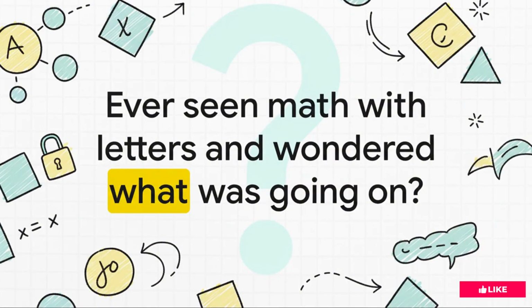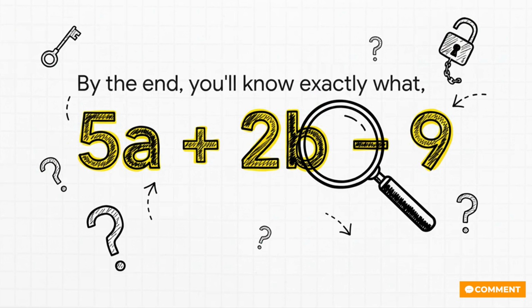You've definitely seen something like this before, right? You're cruising along with your numbers, everything makes sense, and then bam, letters show up. It's that moment where a lot of us think, wait, what just happened? But what if I told you it's not complicated? It's just a coded message. Okay, take a look at this. Right now, it might just look like a random jumble of letters and numbers. This is our coded message for today. And I guarantee you, by the end of this explainer, you're not only going to know how to read this, but you'll understand exactly what it means.